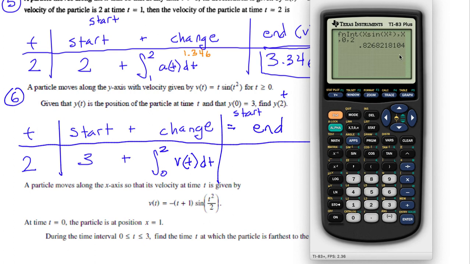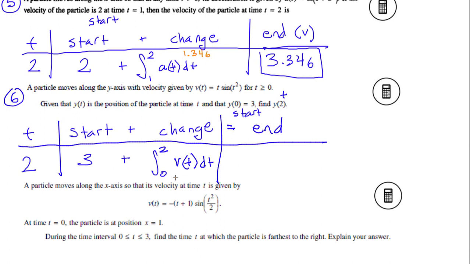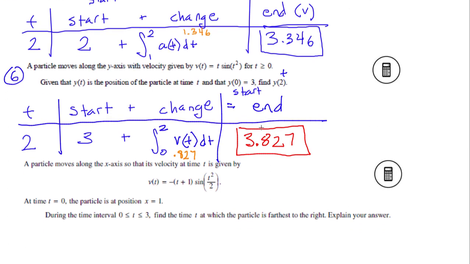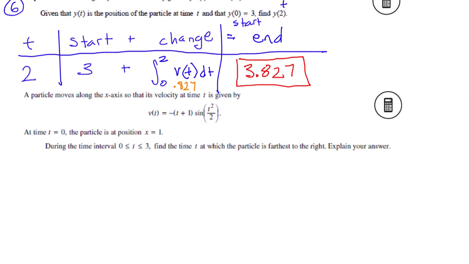Let me write this down. 0.827 rounding. So this is 0.827, and then I need to add that to 3, so I get, I'll just do this in red, 3.827. That is y2. And no units. All right, we are on to the final question.